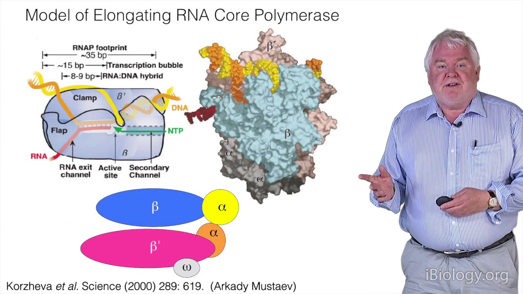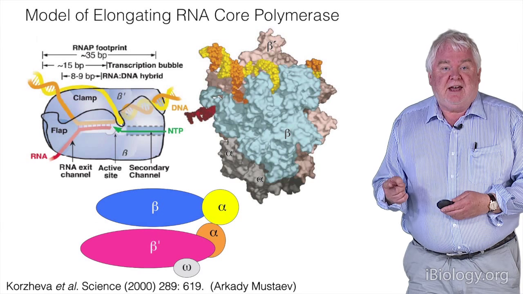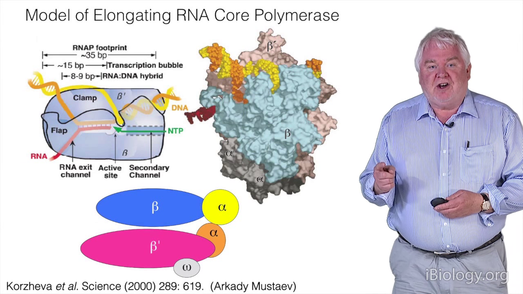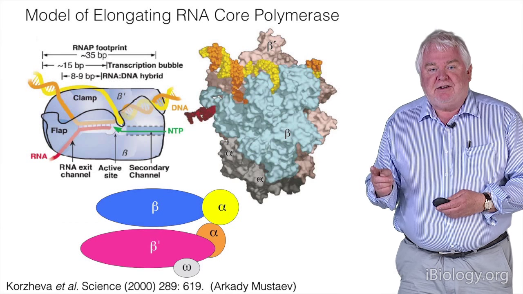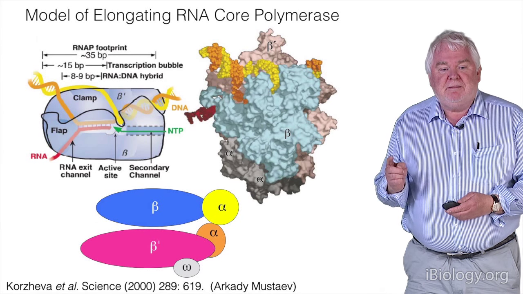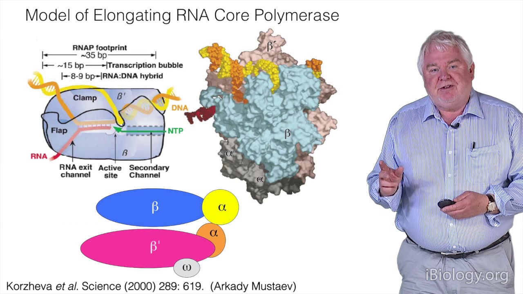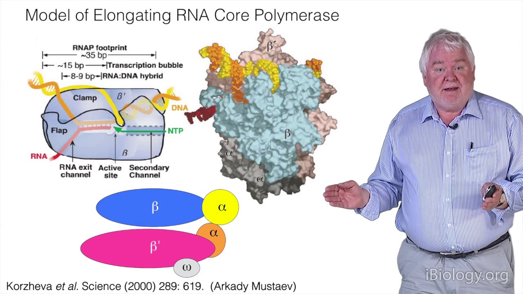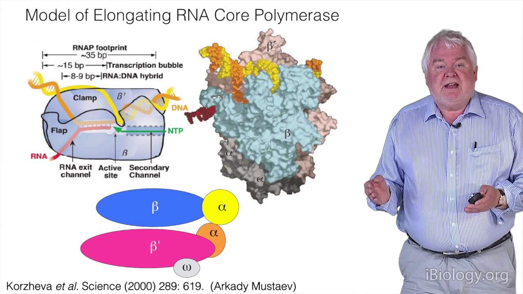Now, the problem with this structure is that whilst it's good at making RNA, it is incapable of knowing where to start and starting transcription. Turns out in bacteria, starting transcription is really important, because by starting transcription at specific positions, first of all, it ensures that full-length messages are always made, but also it allows for regulation.